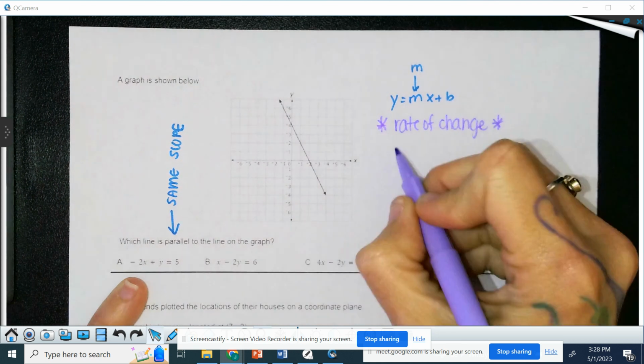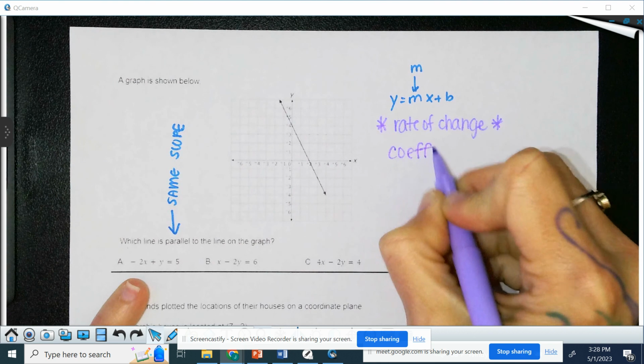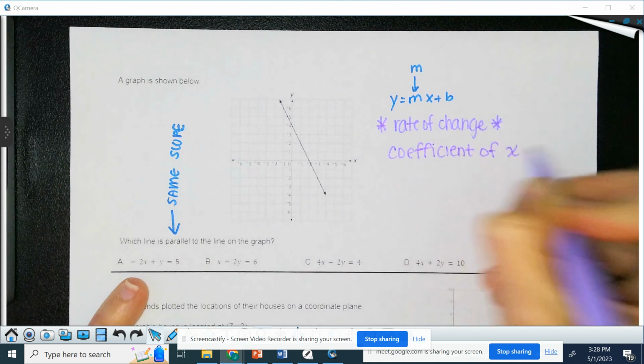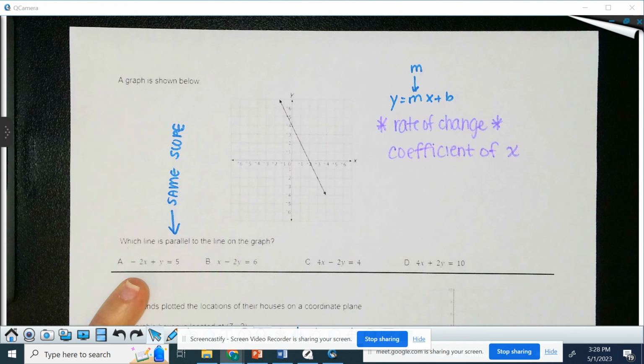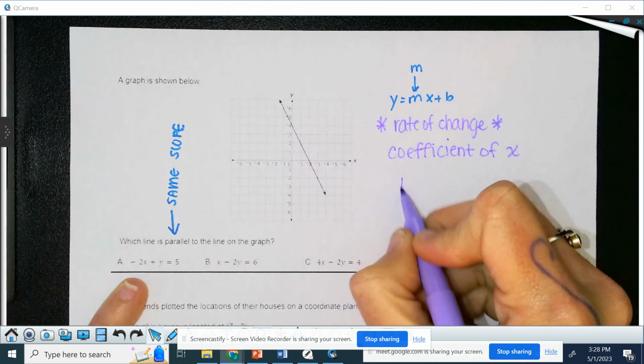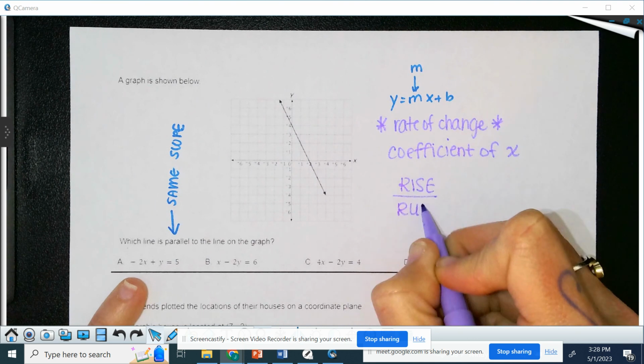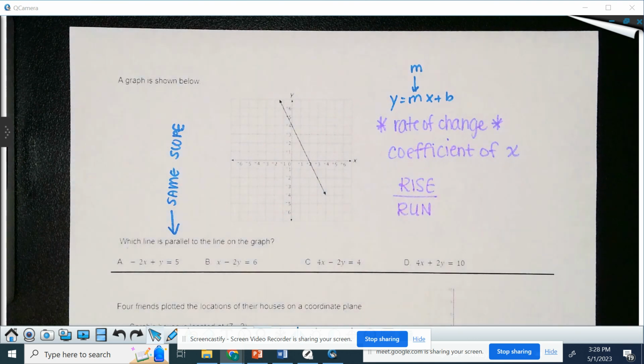x. As far as word problems and very high school EOC style questions where you might freeze because it's not the word slope that we're used to. Instead, they use rate of change or coefficient of x. And then don't forget, this is also our rise over run. So just like when you see parallel, I want you to think same slope. When you see slope, ideally in a graph, you want to think rise over run.